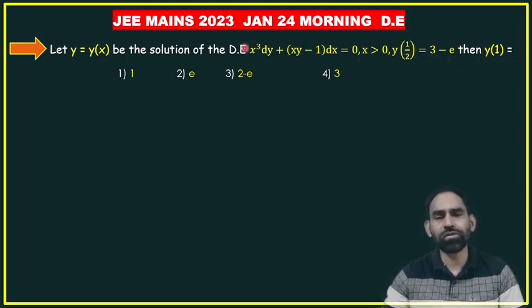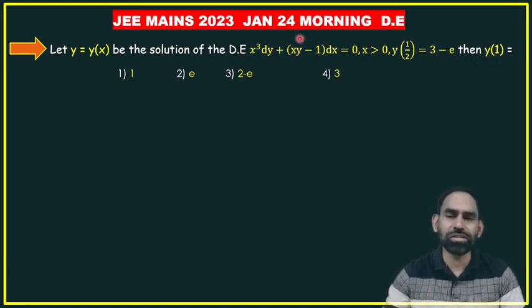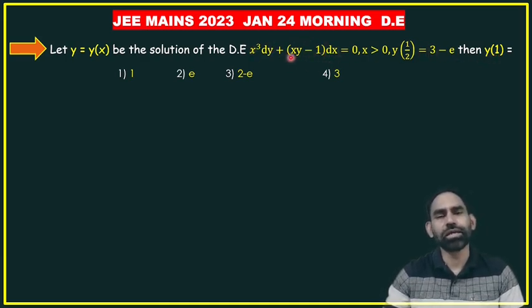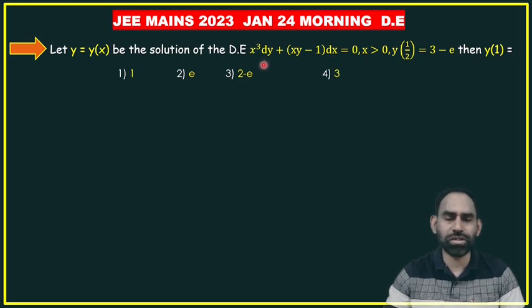Here first of all we have to find the solution of this differential equation. Then we will get y. Here x = 1/2 is given. When x = 1/2, the y value is 3 − e. And y(1) means when x = 1, y is asked. The y value is required. First of all we have to solve this differential equation. We will get the equation of the curve, that is, y = f(x) form. So let us start the solution.